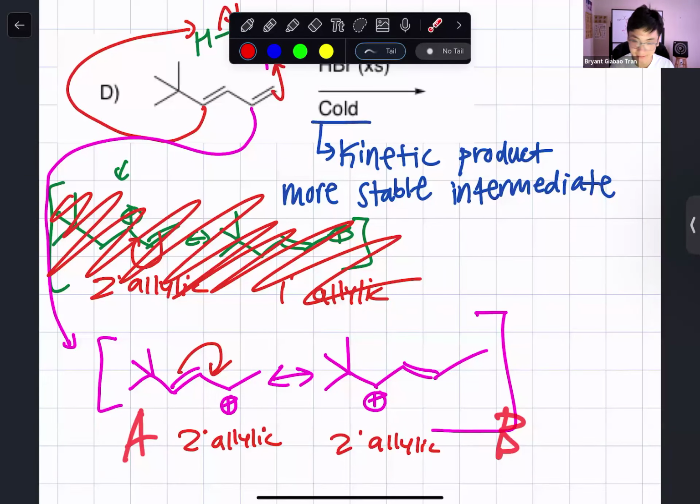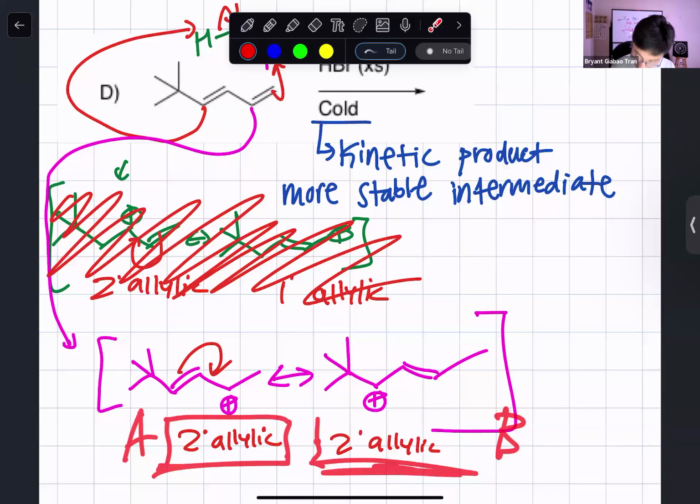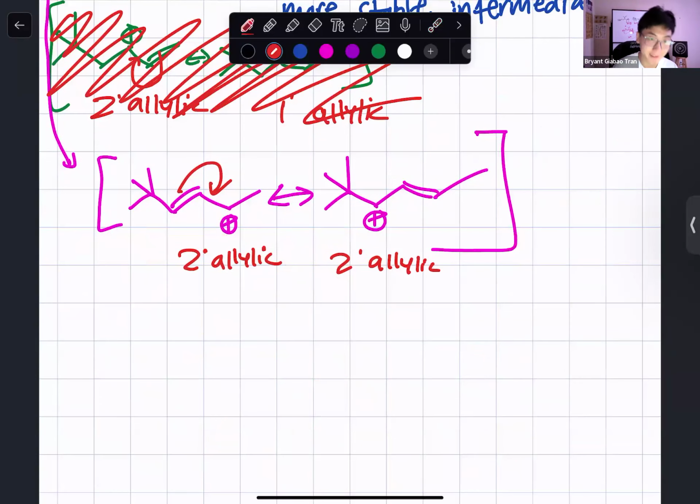Are they both equally substituted, equally stable, the intermediate? Yeah, it's gonna be both. They're both equally stable. They're both secondary allylic, so they're both gonna give the kinetic product. The kinetic product is gonna come from both intermediates here, right?